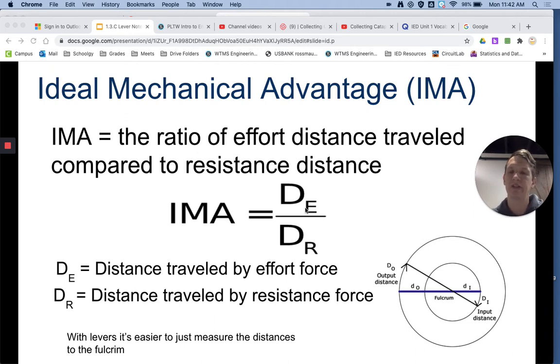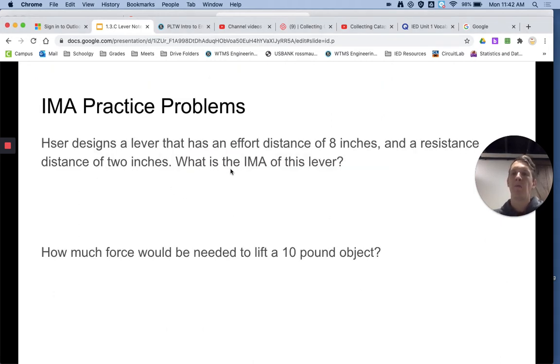If you measure that, actually, the forces would be a little bit less. Okay, so let's look at some practice problems here. So we've got: Sir designs a lever that has an effort distance of 8 inches and a resistance distance of 2 inches. What is the IMA of this lever?